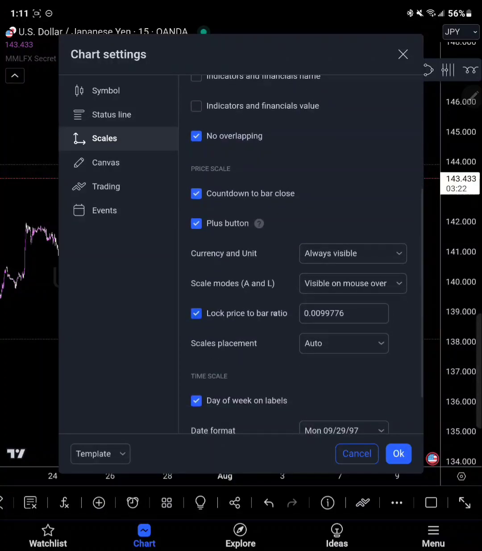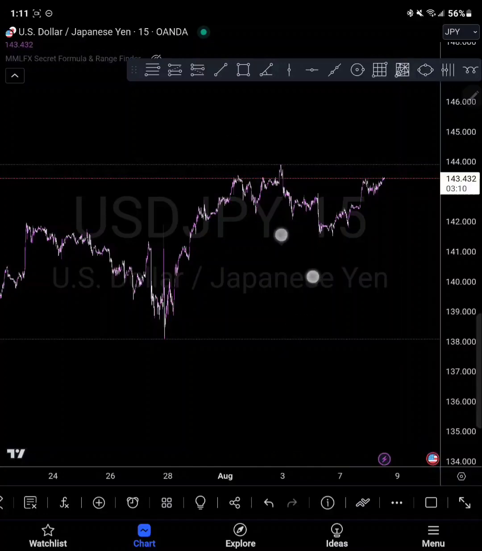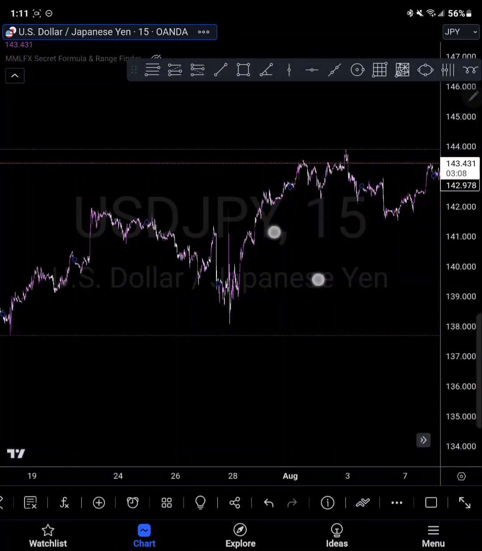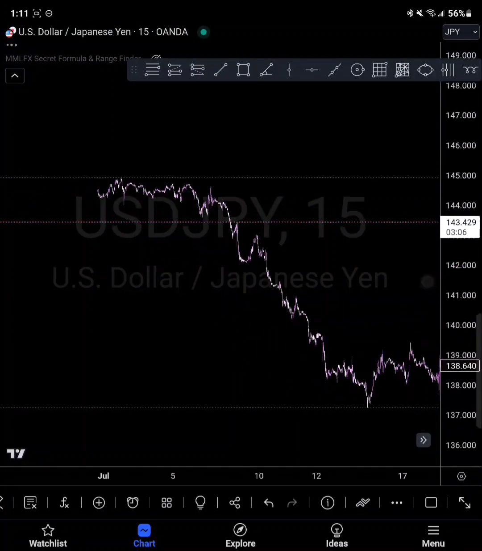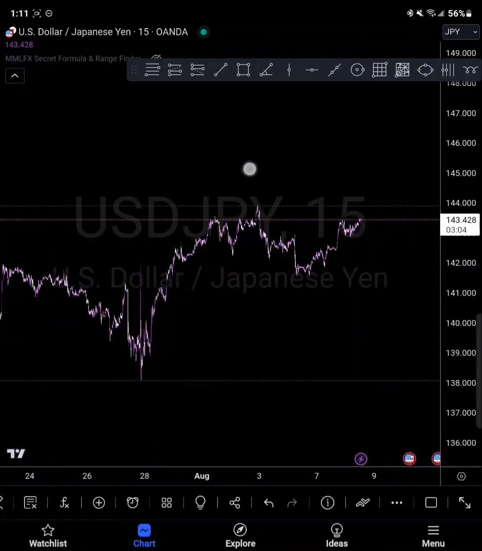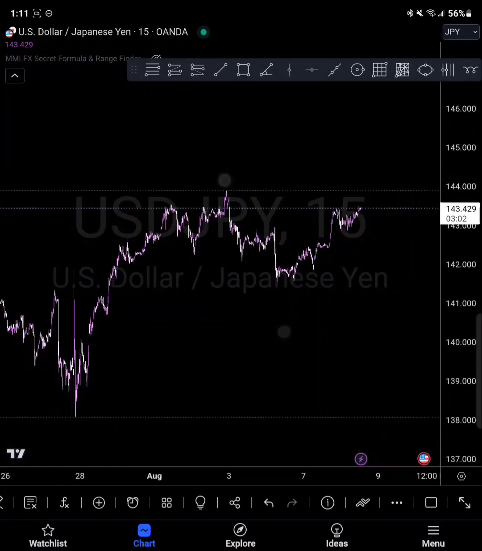Okay, this lock to bar ratio, this number, this code, write it down, tattoo it on you. Do whatever you got to do, keep that number safe. This is what you'll be using on USD JPY on the 15-minute time frame. So once we have that locked in place, okay, we can take a look at the market, see what we're doing. Yep, this is where we're at in recent history.